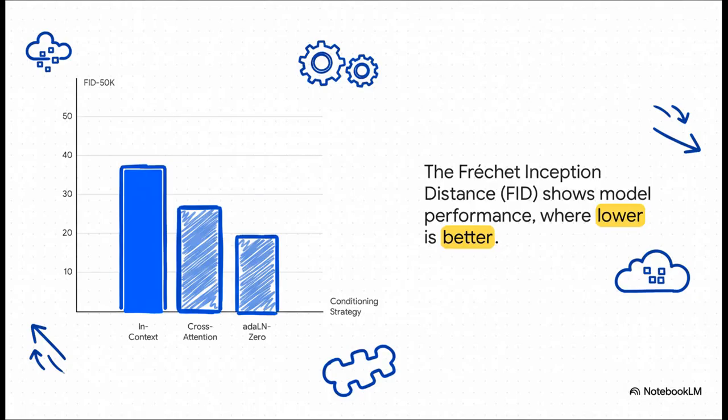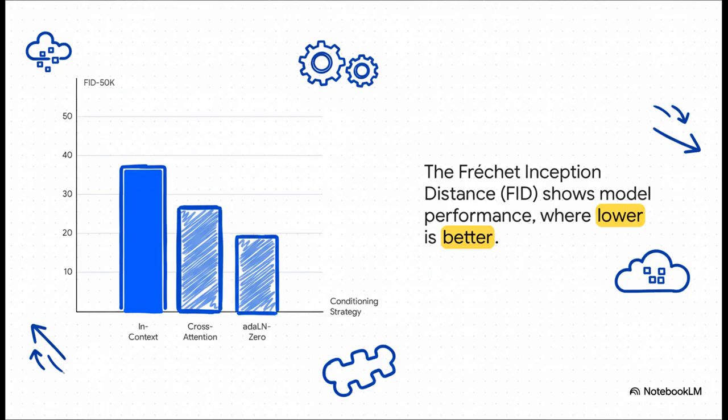And wow, the results were not subtle at all. This chart pretty much tells the whole story. We're looking at FID scores here, so lower is better. The simple in-context method, it did the worst. Cross-attention was a decent step up, but look at ADA-0. It just crushes the others.